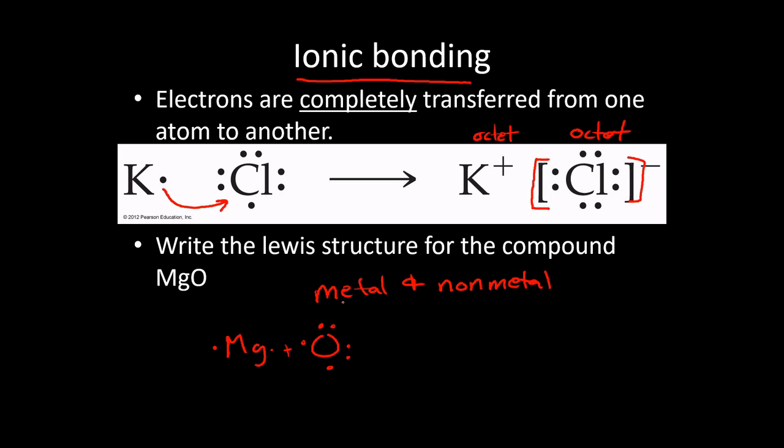We're trying to get everything to have an octet, and so what's going to happen here is the magnesium is going to give up both of its electrons to the oxygen. You don't have to draw the arrows when you're doing this, by the way. It's just I'm doing that to try to make it more clear what's going on. And so what we're left with is magnesium 2+, and then again, just by convention, we'll put oxygen with its full octet in square brackets.